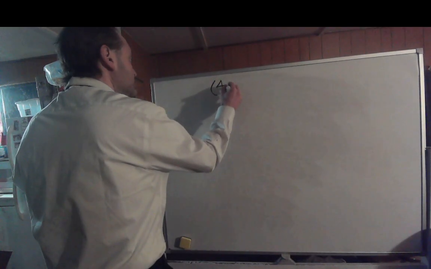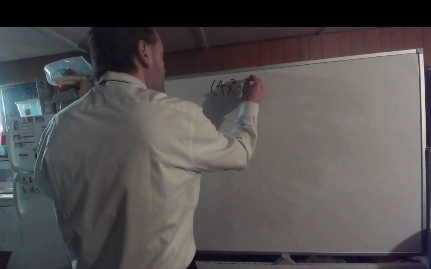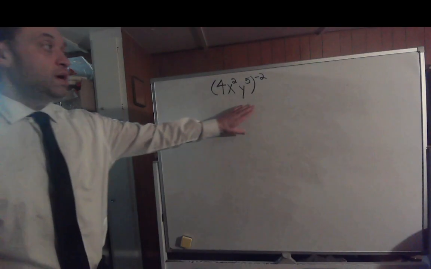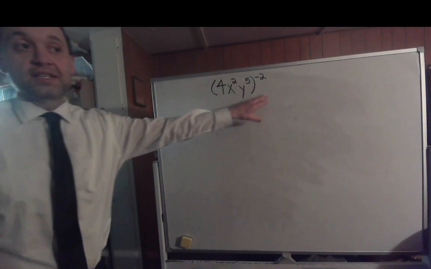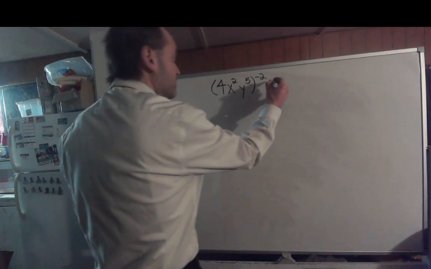All right, let's see. So let's see here. We have 4x to the second y to the fifth, all that raised to the negative second power. So we have the quantity of 4x to the second, y to the fifth, that whole quantity raised to the negative second power. So deal with the fact that we have a negative power first.